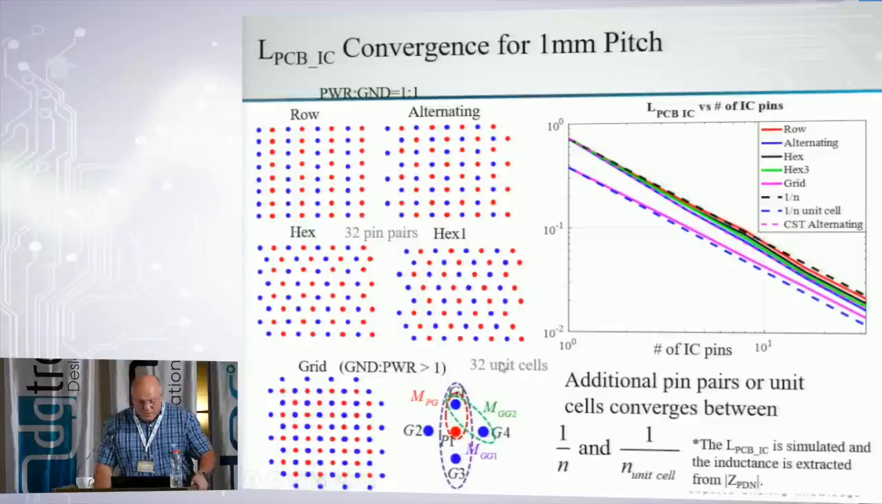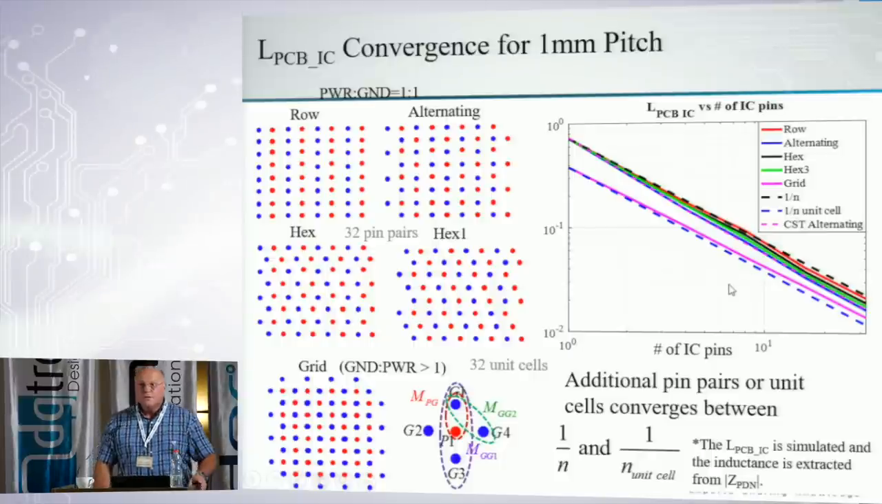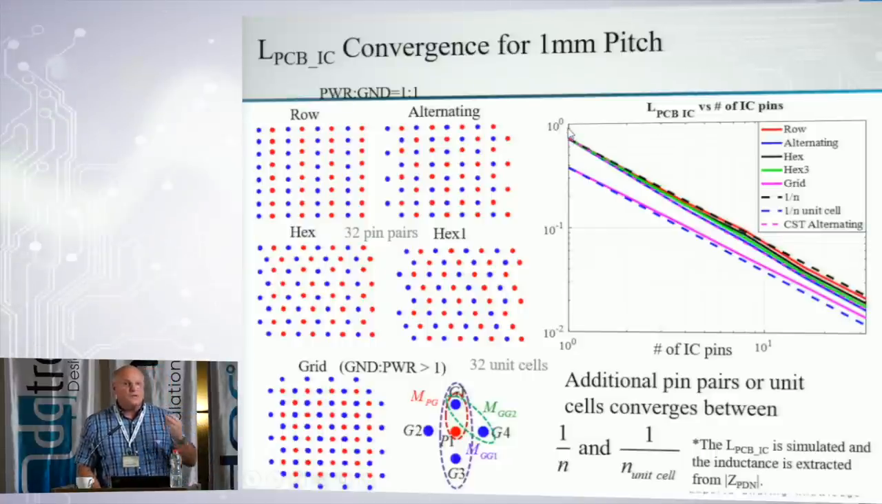Okay? Now, for this unit cell, for this grid, where we are going to always ring the periphery of the grid with ground vias, okay, that 1 over n unit cell will establish our lower asymptote for this one, and then most of the other geometries just follow that 1 over n. So the crux of the issue is we calculate that one point. We calculate the first one, and then as we add more, we just divide by n, okay?